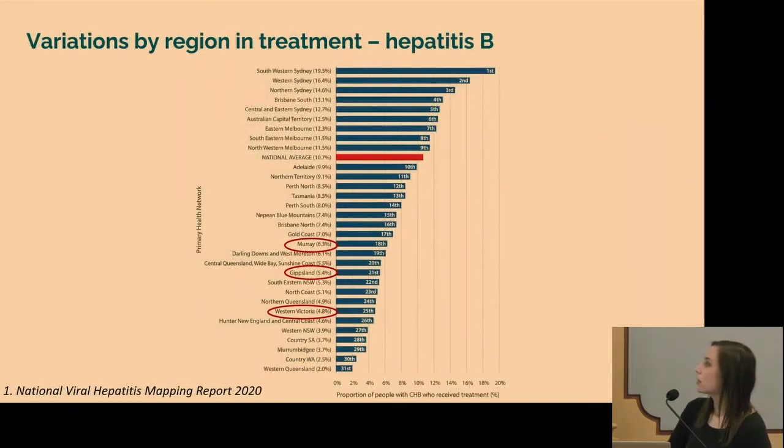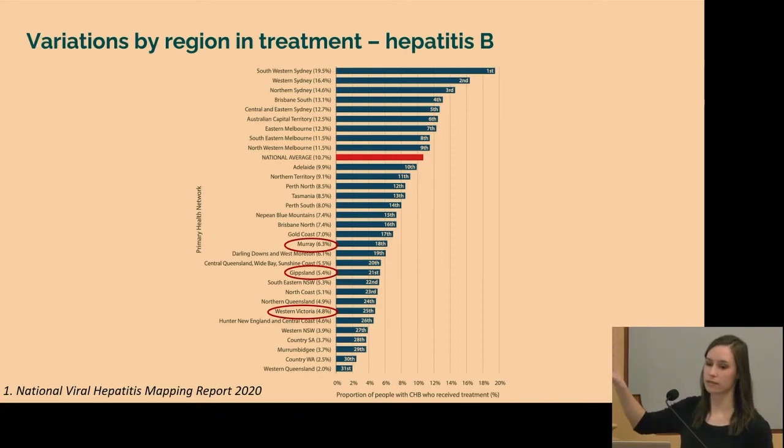So again, just showing that in terms of distribution by primary health network. You can see here that essentially higher treatment uptake for hepatitis B is very much clustered around Sydney and Melbourne primary health networks, but also the Northern Territory is quite close to the national average, which is good to see as well.